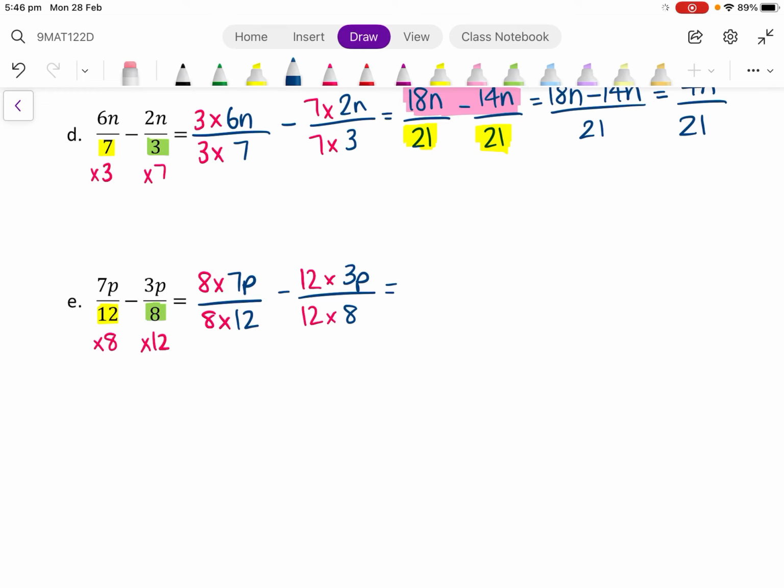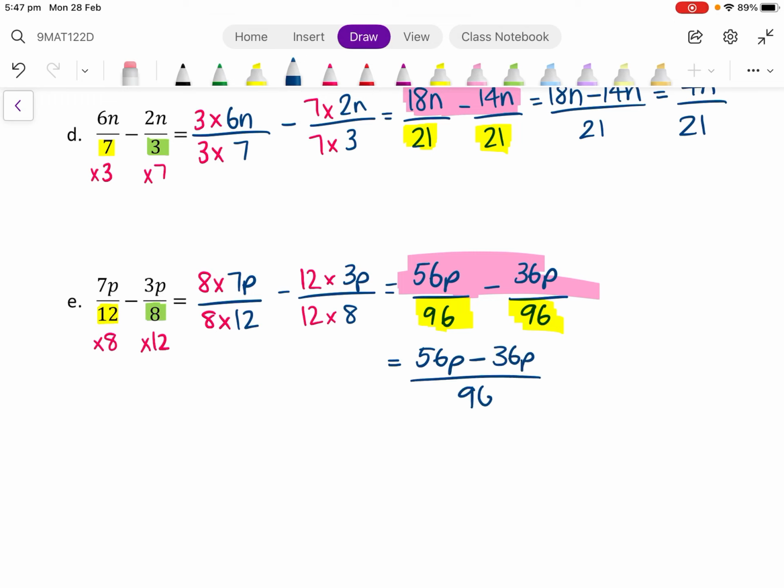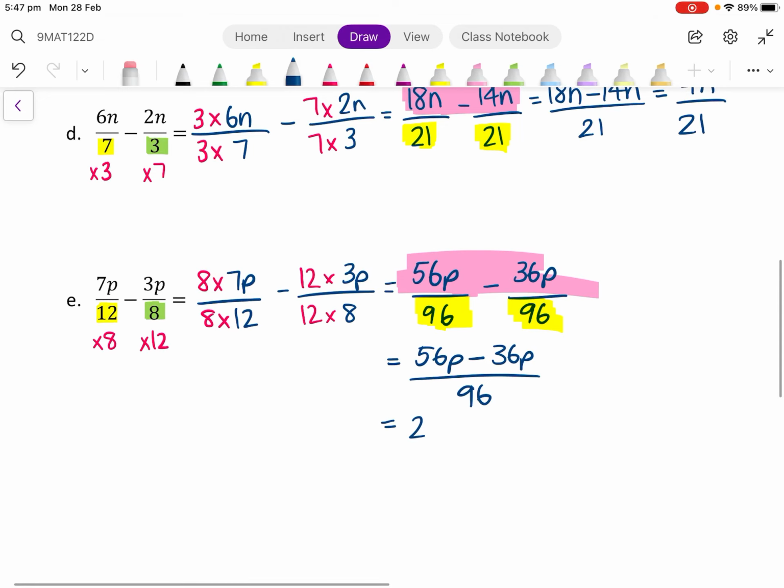Now what this equals is 8 times 7p is 56p over 8 times 12 is 96, minus 12 times 3p is 36p over 12 times 8 is 96. Now that we have the same denominator, we can subtract our numerators. So when we do this, we'll have 56p minus 36p over 96. So 56p minus 36p is 20p over 96.